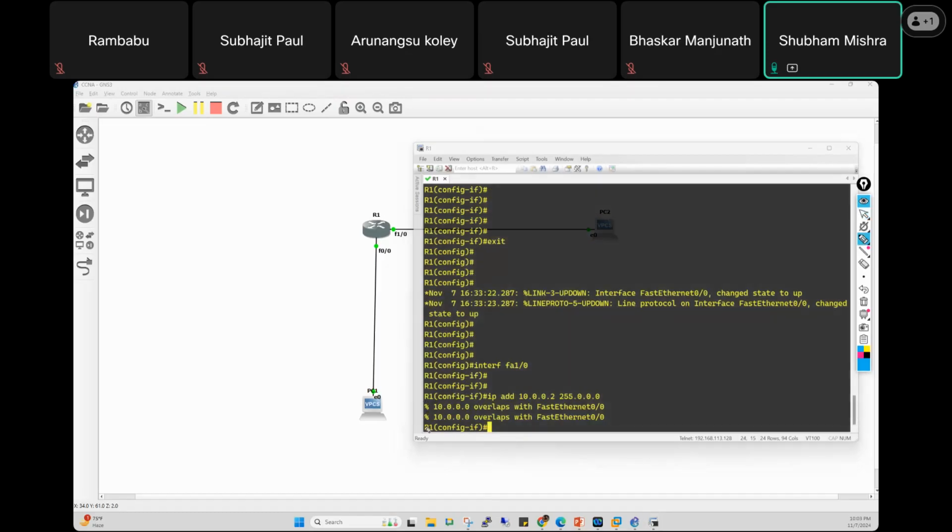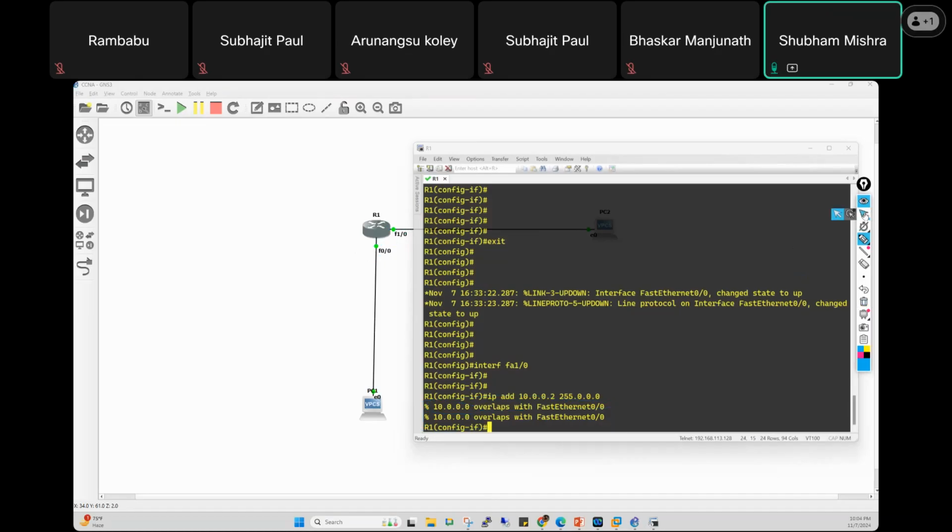I am getting the error: 10.0.0.0 overlaps with FastEthernet 0/0. Getting my point? What am I getting? Whatever IP address I am assigning here, this is overlapping. It means that IP or that network I already assigned on some other port. Getting my point, everyone? I hope it's clear to all of you.